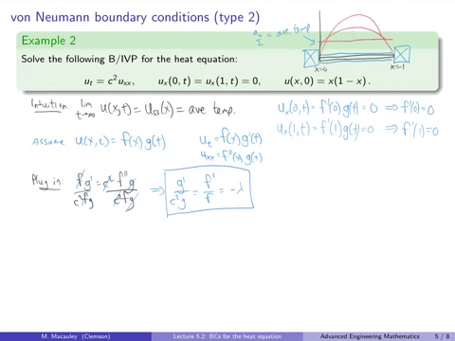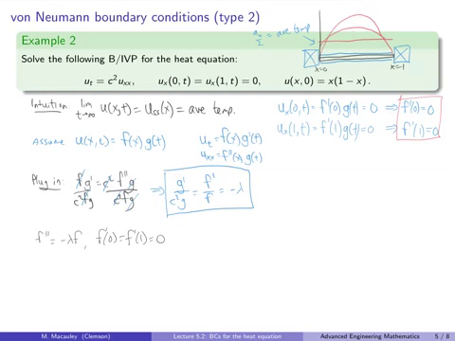This gives us two ODEs. One for f is f double prime equals negative lambda f. And we have two boundary conditions up here that we're going to use. Let me box those so we can see them. So we get f prime of 0 equals f prime of 1 equals 0.